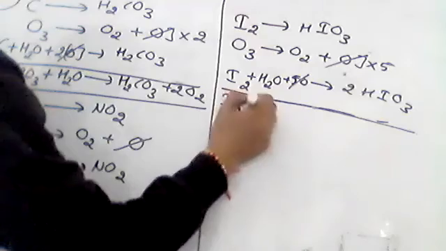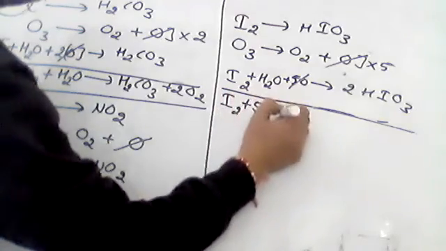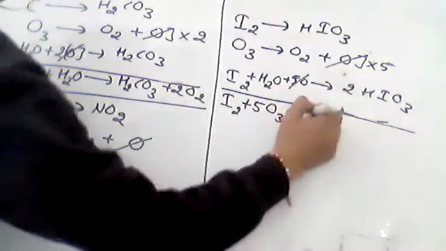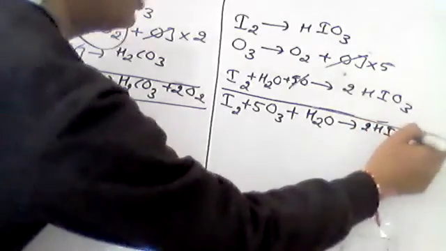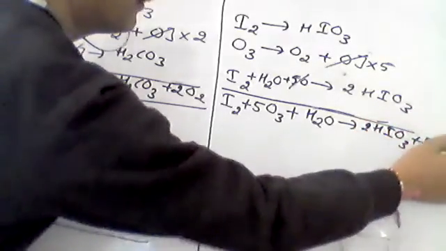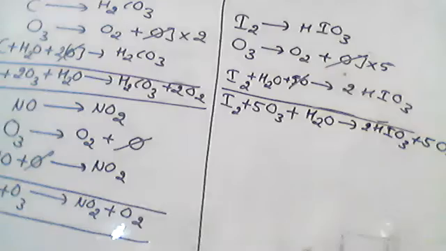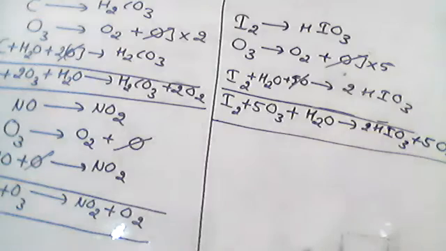I will get here I2 plus 5O3 plus H2O gives 2HIO3, iodic acid, plus 5O2. So, 2HIO3 plus 5O2. I hope so. It's also fine.